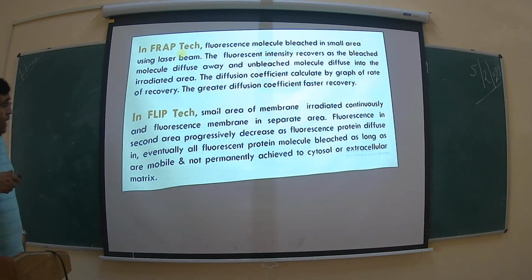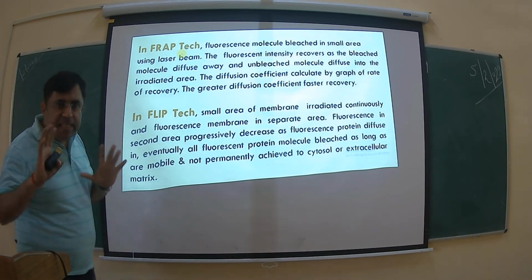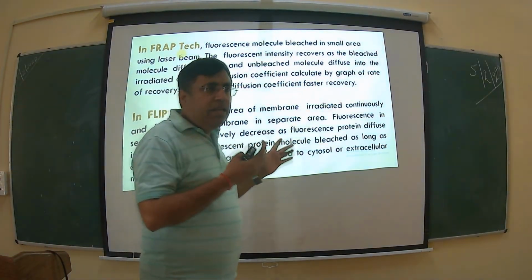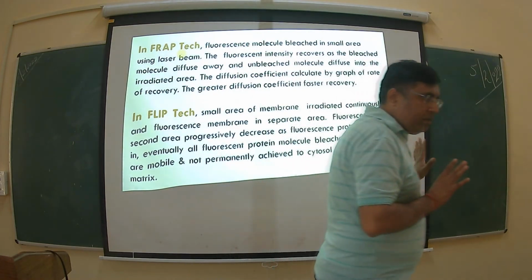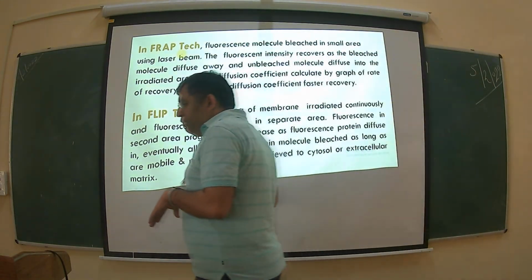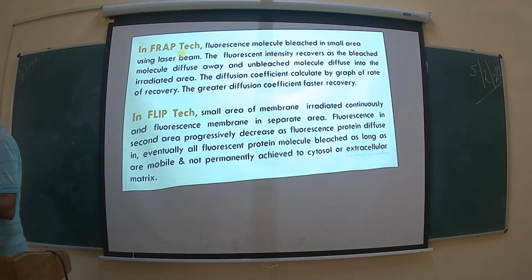Now, FLIP. A small area of membrane is irradiated continuously and fluorescence is measured in a separate area. Fluorescence in the second area progressively decreases as fluorescent protein diffuses in. Eventually, all fluorescent protein molecules are bleached as long as they are mobile or not permanently anchored to the cytosol or extracellular matrix. As long as they are moving, you will see the entire protein population get bleached. Got this point? This is the difference between FLIP and FRAP. Is it okay?